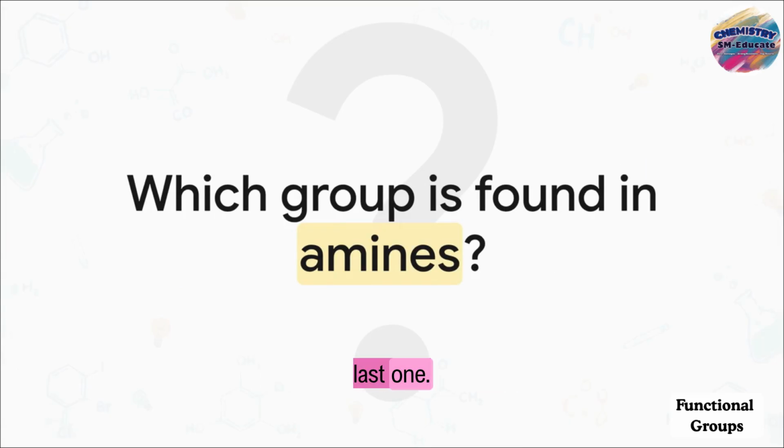Okay, last one. MCQ 3. Which functional group is found in amines? Is it A, -OH, B, -NH2, C, -CHO, or D, -COOH? And the answer is B, -NH2. Awesome job if you got that right. You are absolutely crushing these concepts and you're well on your way to acing the exam.